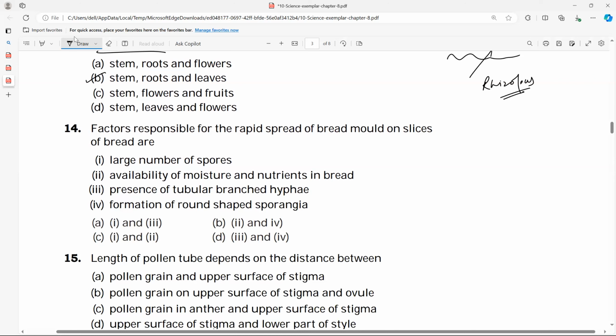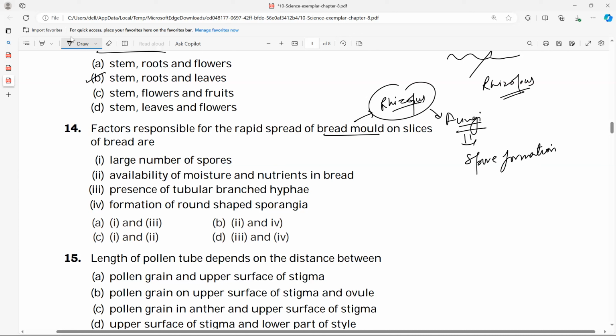Factors responsible for rapid spread of bread mold on slices of bread are, 1 and 2. Option C. Option C, 1 and 2. Okay, a factor responsible for rapid spread of bread mold on slices is a large number of spores. Yes, because bread mold is actually rhizopus, and rhizopus grows by spore formation. Rhizopus, which is a fungus, grows with spore formation.